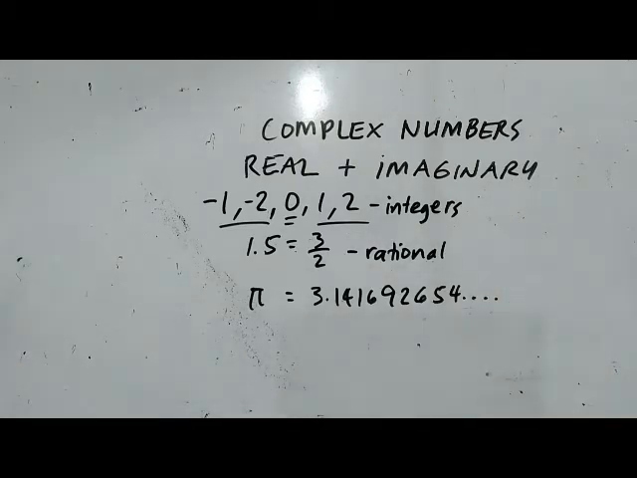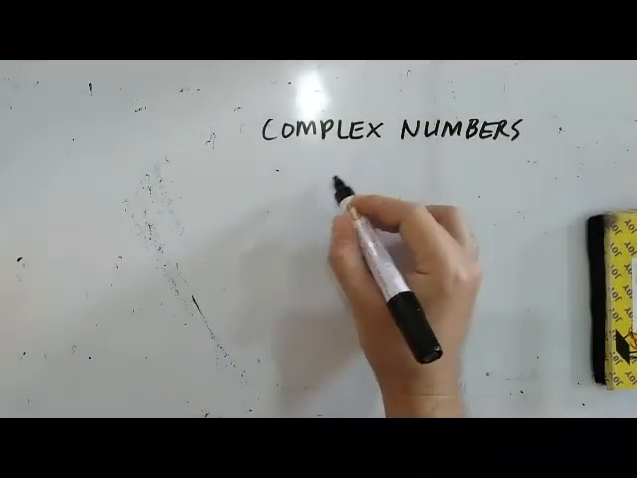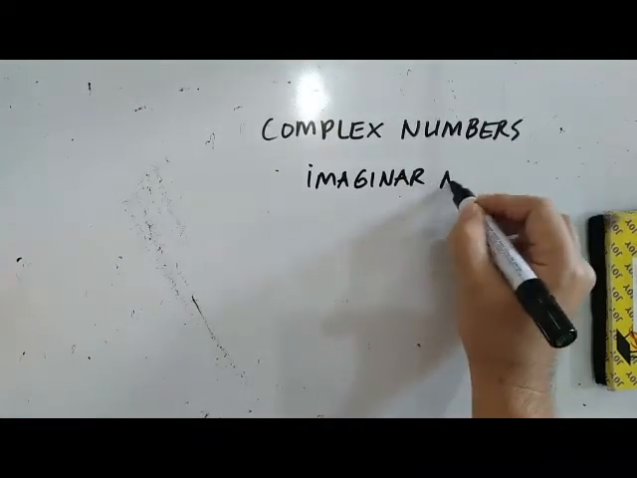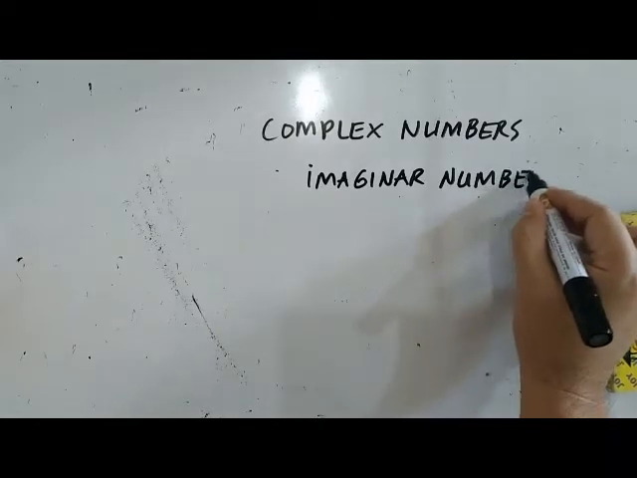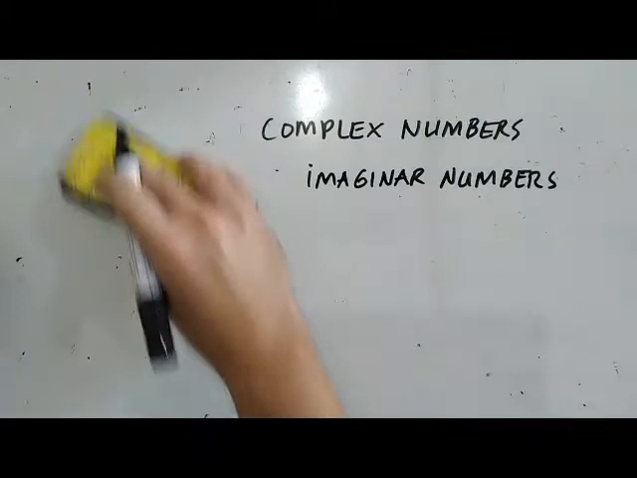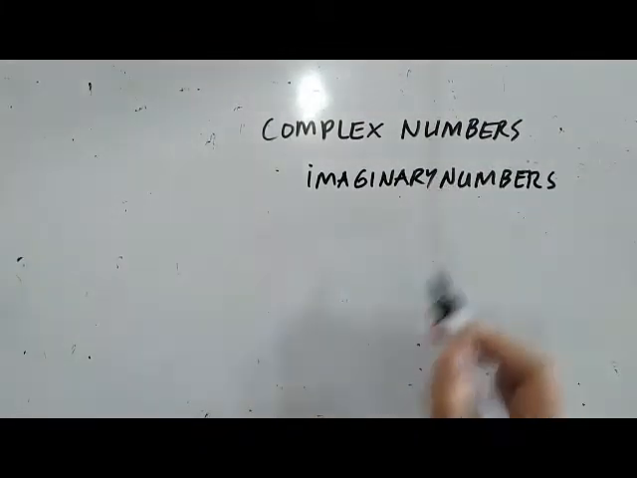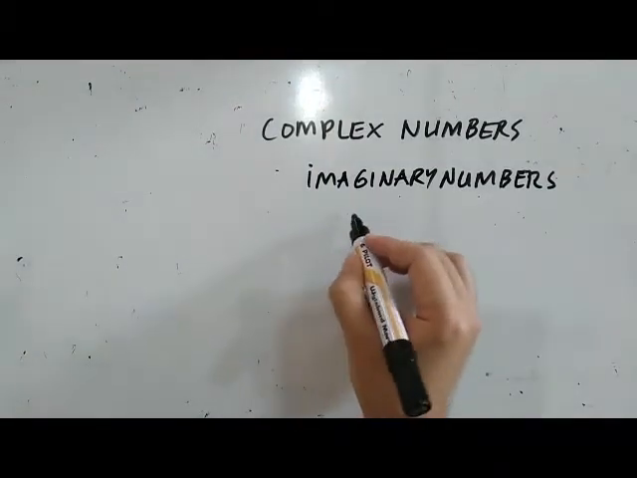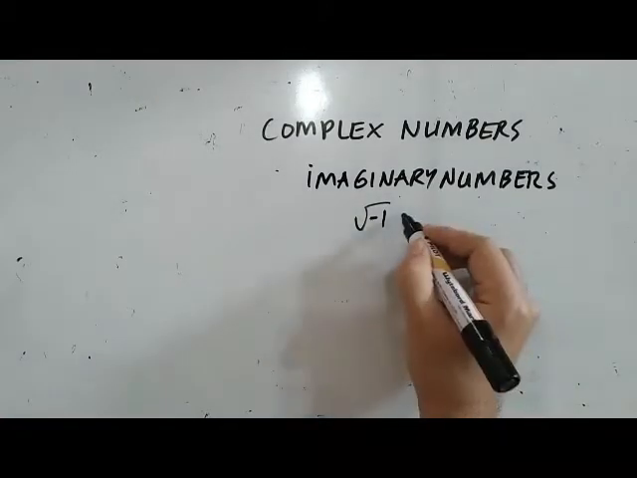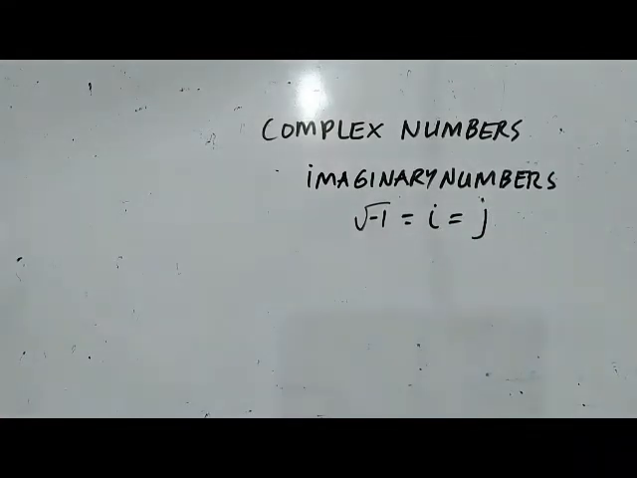But imaginary numbers, on the other hand, are numbers that are not real, in the sense that you cannot find a number in our number system that can represent imaginary numbers. Imaginary numbers result from the square root of negative 1. It is usually designated as I or J.